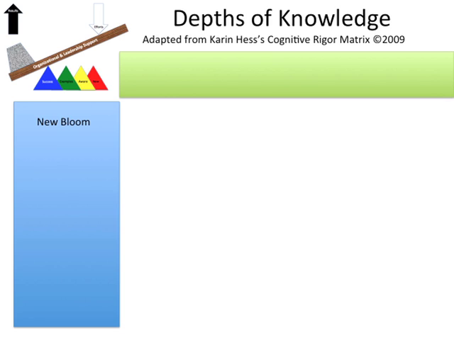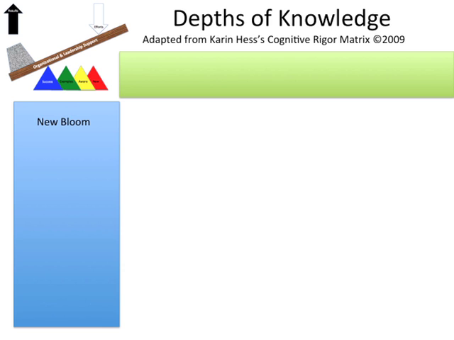Hi, I'm Ferdy Serum, and today I want to discuss with you how the LEVERS system uses Webb's depth of knowledge to help you prepare for Common Core performance tasks and help your students succeed at them. This presentation is adapted from Karen Hess's Cognitive Rigor Matrix, which does an excellent job of taking the Bloom that we know and applying it to Webb's depth of knowledge.